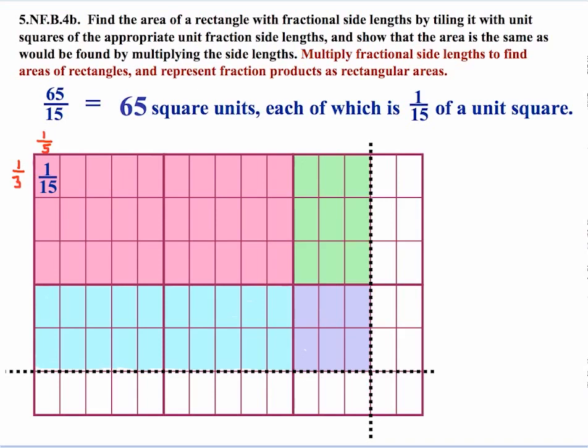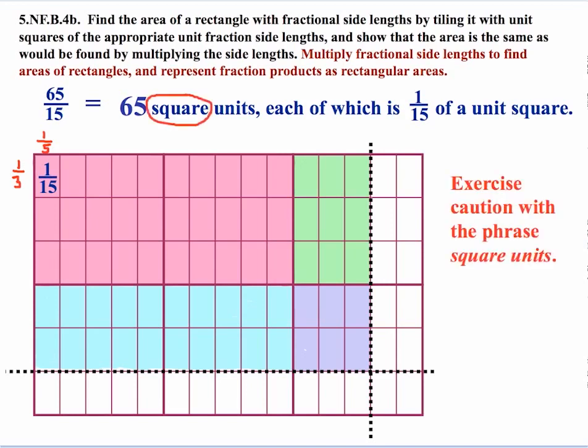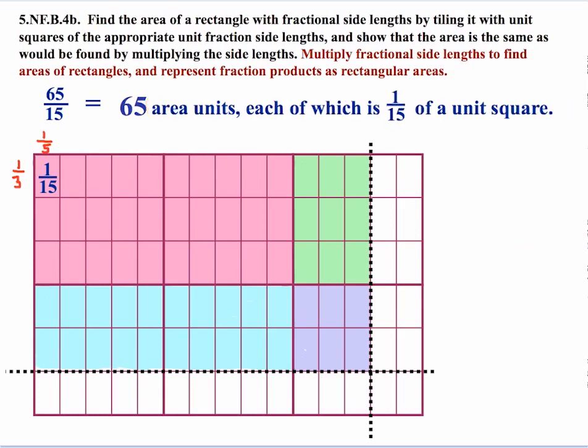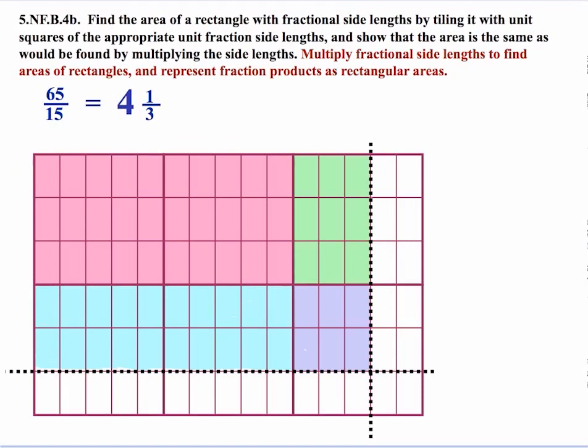Again, the temptation is going to be to say 65 square units, and each of those is 1/15 of a unit square. But again, they're not really little squares, they're actually just little rectangles. So again, we have to exercise caution when we use that phrase, square units. Might be a little bit more accurate to say 65 area units. And again, each one of those is 1/15 of a unit square. When we simplify 65 over 15, we get 4 1/3, which is the exact same product that we got earlier when we used the distributive property.